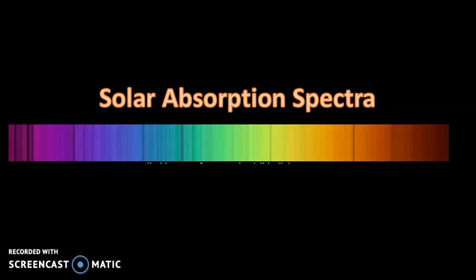Now, what you're seeing here is actually called a solar absorption spectrum. So this is all of the colors of light that actually get absorbed by the sun.